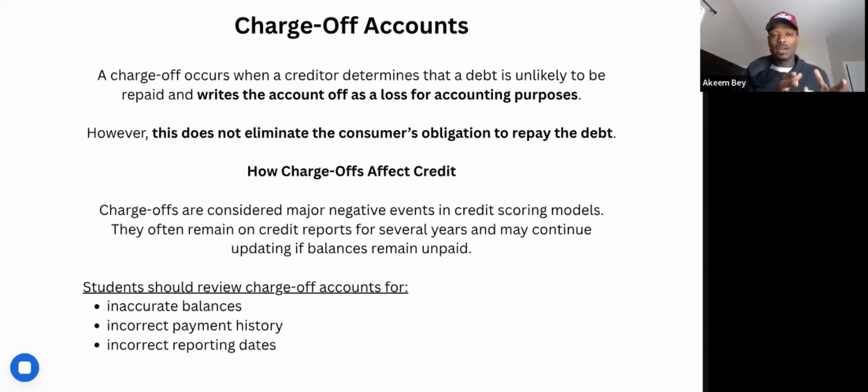One thing I will say about collections too is we want to leverage again, like we reviewed already, the FDCPA, the Fair Debt Collection Practices Act, and the debt validation method.